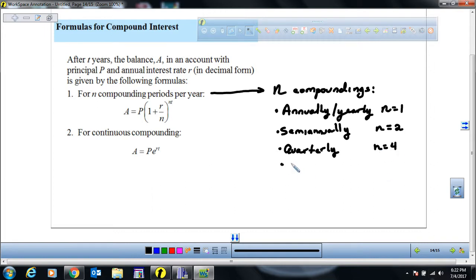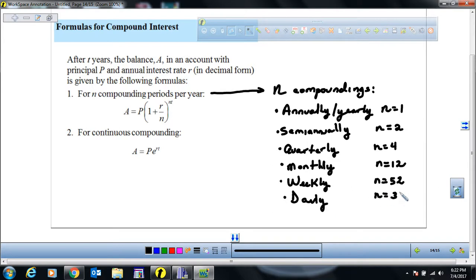If the interest is compounded monthly, that's the next one, I forgot that one, then it calculates interest for every month, meaning 12 times during the whole year. So that would be n equals 12. If the interest is compounded weekly, then n is equal to 52 times during the whole year. If the interest is compounded daily, then n is equal to 365 days in the year, and so forth.